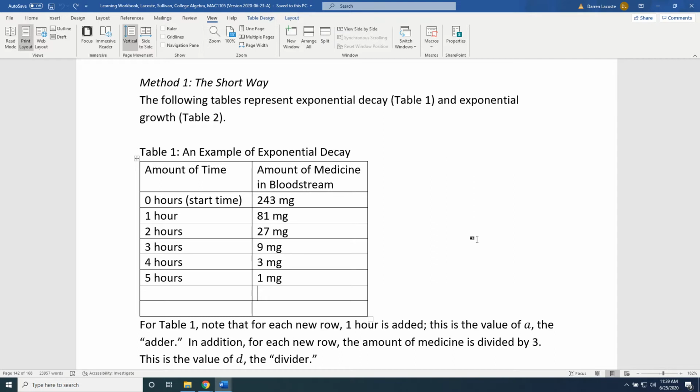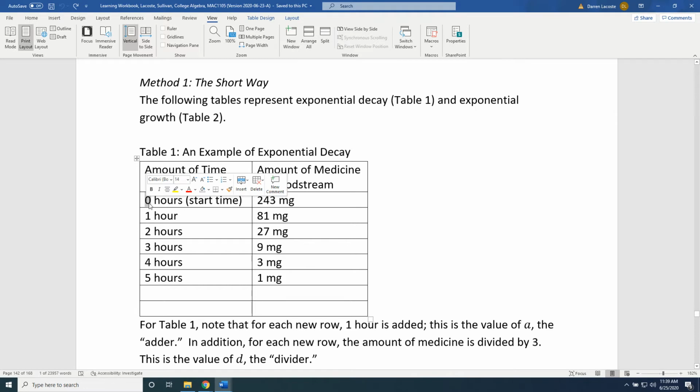There is a pattern here. For Table 1, note that for each row, 1 hour is added. This is the value of A, the adder. In addition, for each new row, the amount of medicine is divided by 3. This is the value of D, the divider.